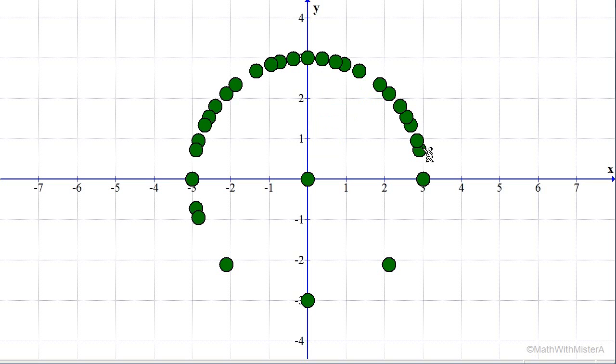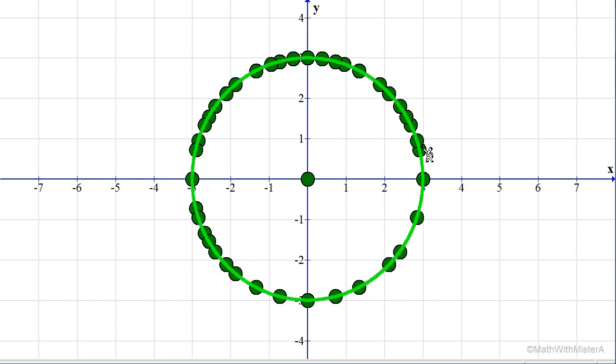And as you can see, these points will eventually begin to create a circle. And actually, a circle is defined as the set of all the points that have a specific distance from the center. And here is our circle that has a radius of 3. Now let's pick one point on the circle. We'll choose this point right here.